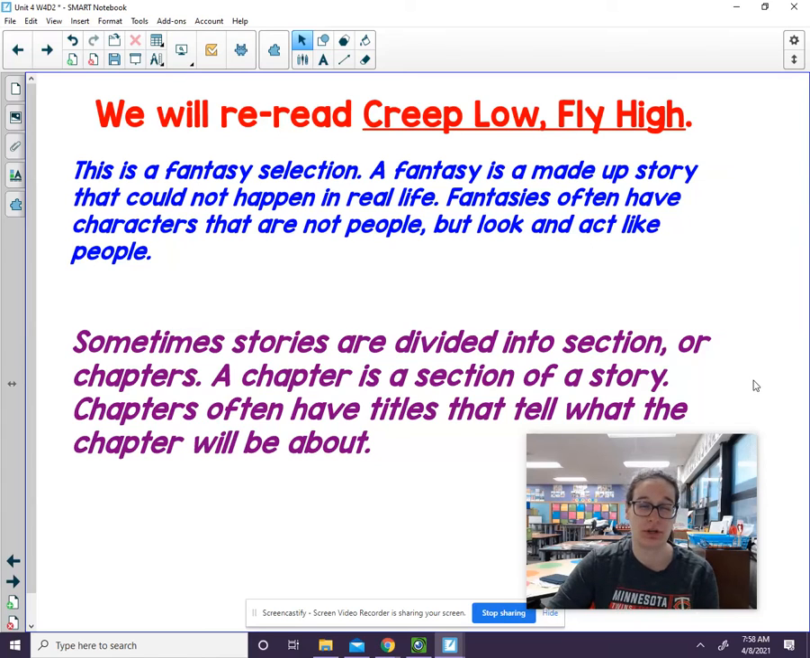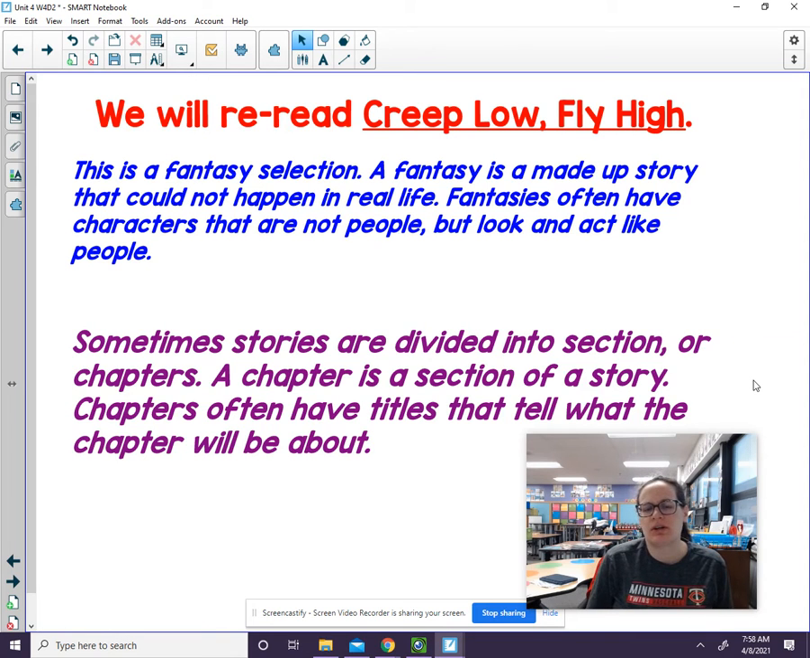We're going to look at the story Creep Low and Fly High. Remember, this is a fantasy story, and fantasy stories are made up. They often have characters that are not people, but they act like people. And in that story, we saw some examples when they act like people, and we'll look at that.